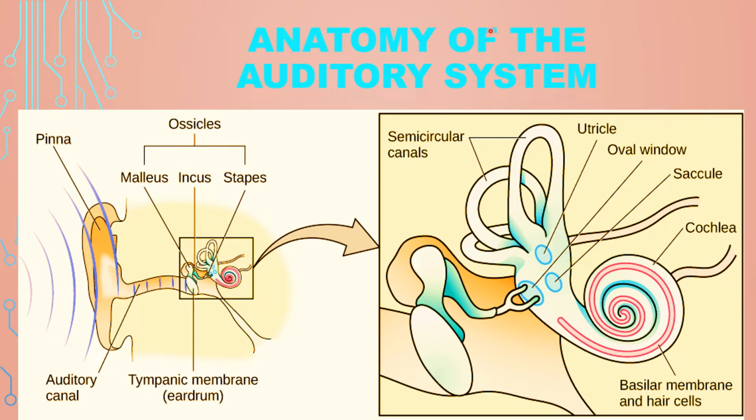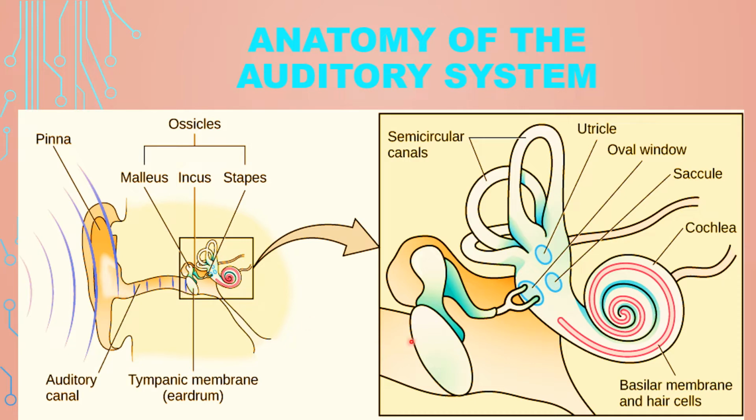How does it work? Let's see. The sound wave travels along the auditory canal. Then it strikes the eardrum or the tympanic membrane. And when the sound wave hits the eardrum, it vibrates. These vibrations result in the movement of the three ossicles.